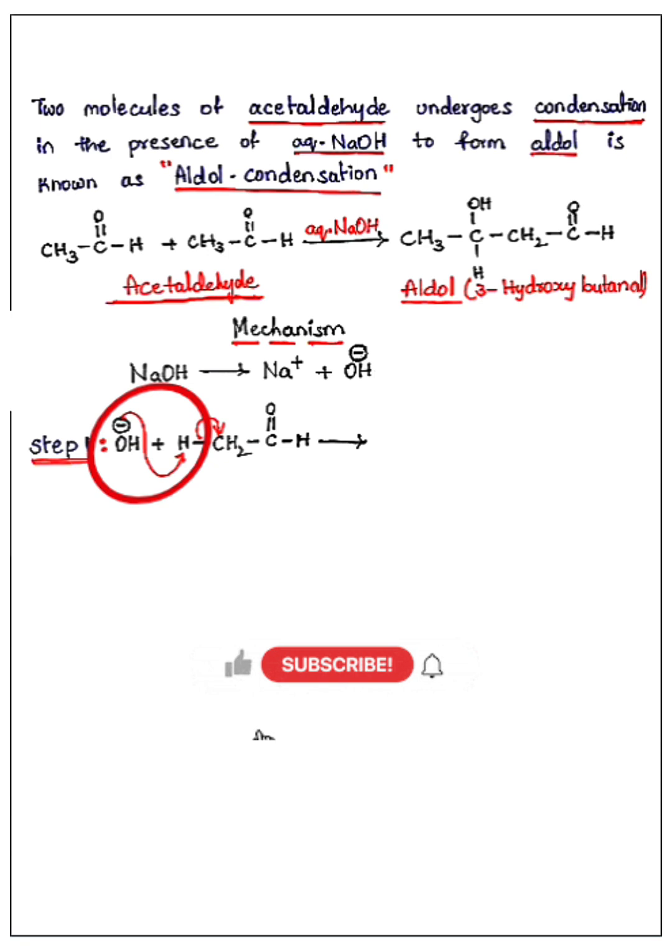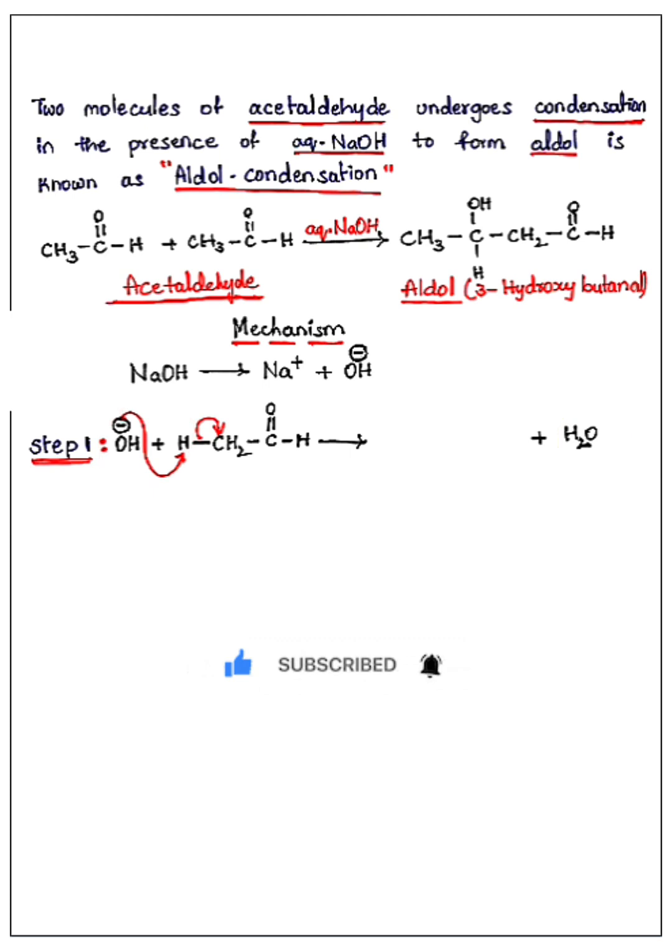When it is abstracting the proton, H2O will be liberated. So this OH- ion abstracts a proton and is liberated as H2O. When I shift this bond to this side, this hydrogen gets the positive charge and this CH2 gets the negative charge. So in this first step, a carbanion is generated. Now let us see the second step.